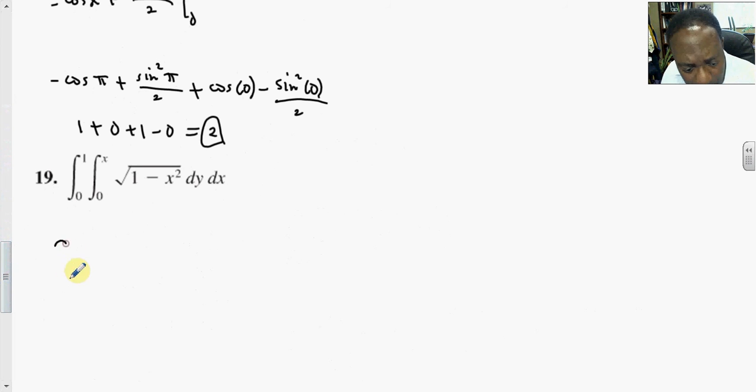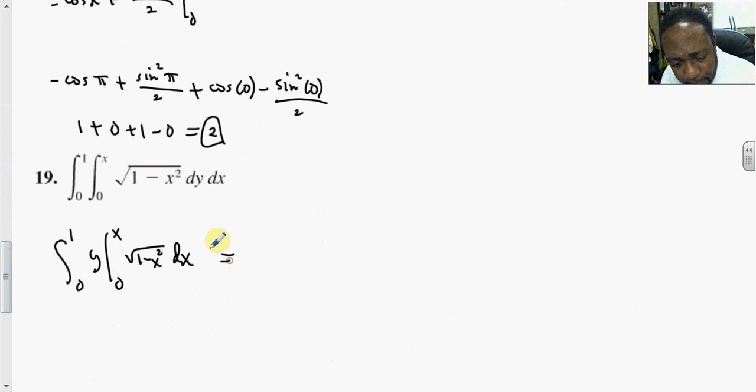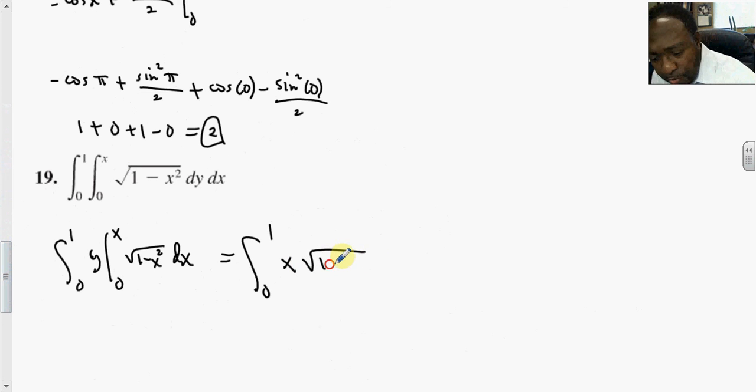What about this one? So integrate here, this is integral from 0 to 1. Integrate with respect to y, that's good for us, so it makes it easy. So this is just y. Y is being evaluated from 0 to x, and it was times that 1 minus x squared dx. So evaluate the y at x, so we just get the integral from 0 to 1. This is x times the square root of 1 minus x squared dx.